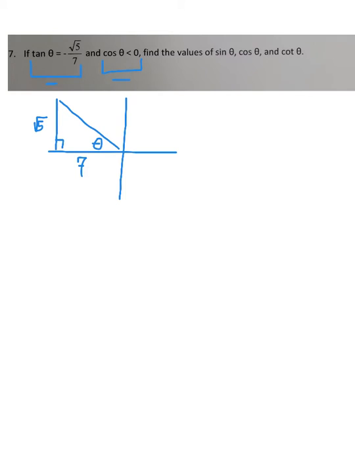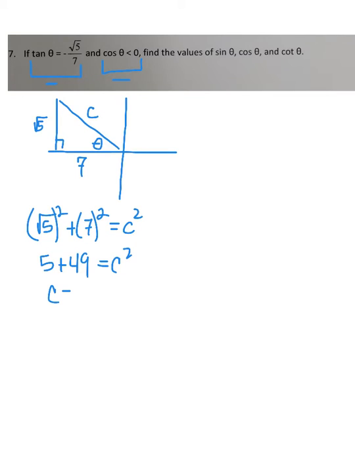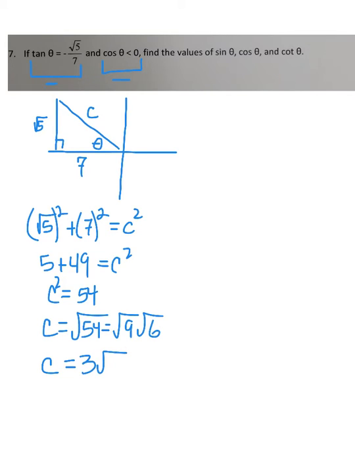Okay. All right, so I need to do the Pythagorean theorem. So I'm going to go radical 5, square that value, plus 7, square that value, and let me find the hypotenuse. Okay. All right, so I have 5 plus 49 equals c squared. So c squared is equal to 54, which means c is equal to the square root of 54. All right, that breaks down to 9 and 6. So c is equal to 3 radical 6.